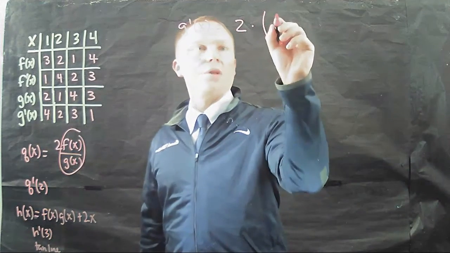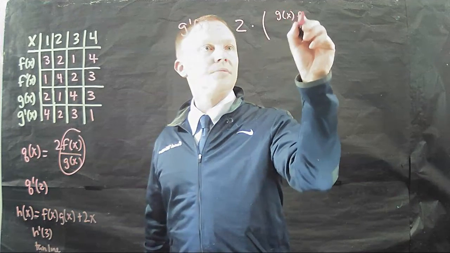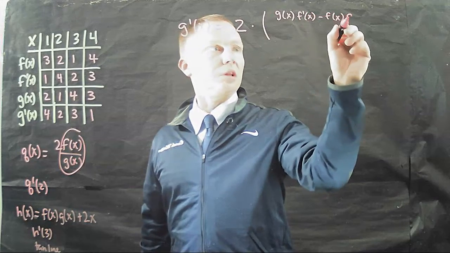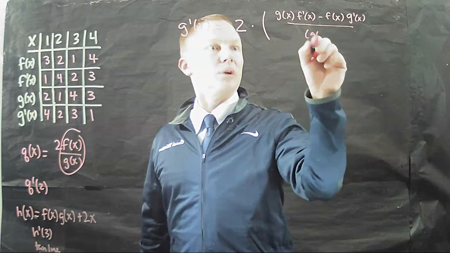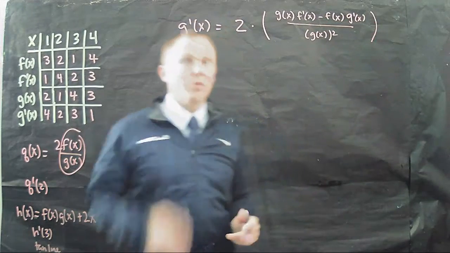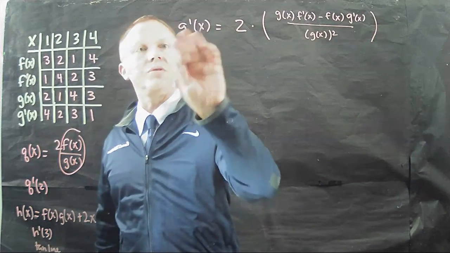So now if I go low, d high, minus high, d low, over low squared. Okay? So that's the quotient rule, and now I just want, I'm sorry, not g, it's q.